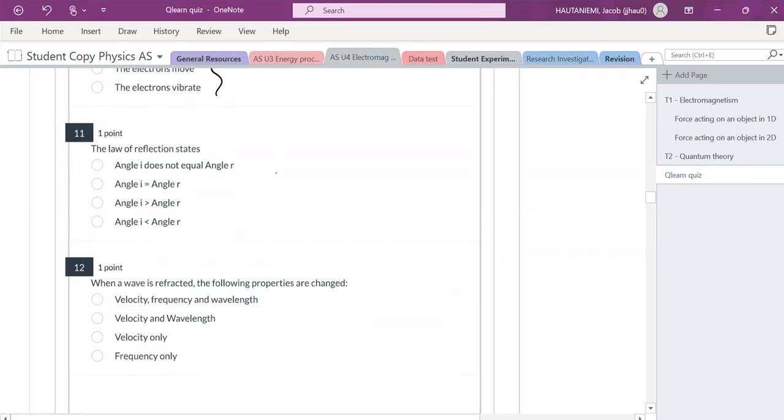Law of reflection. Okay, that means that your angle, I'll do it in terms of angles: the incident angle is equal to the angle of reflection.